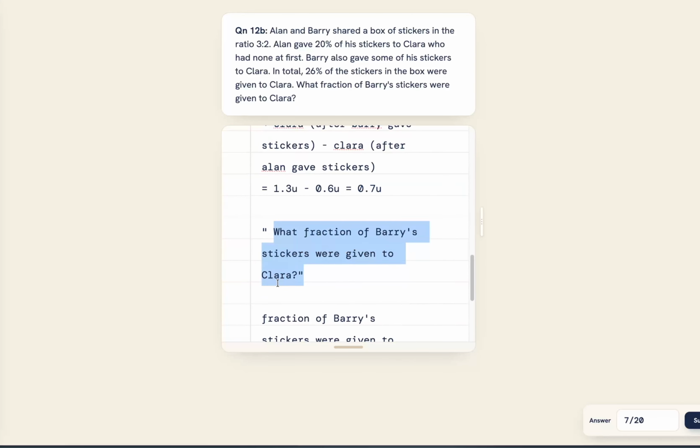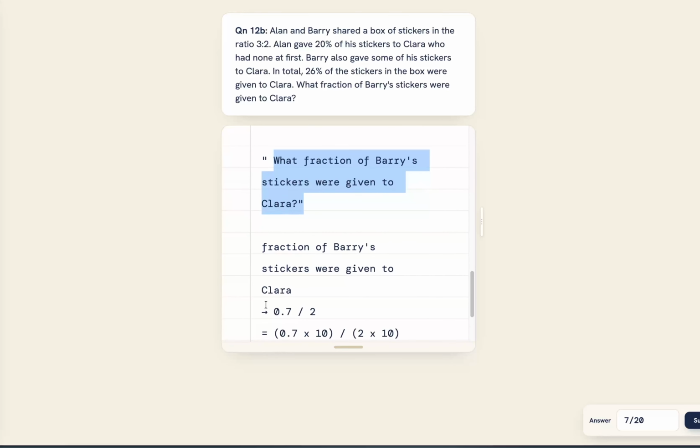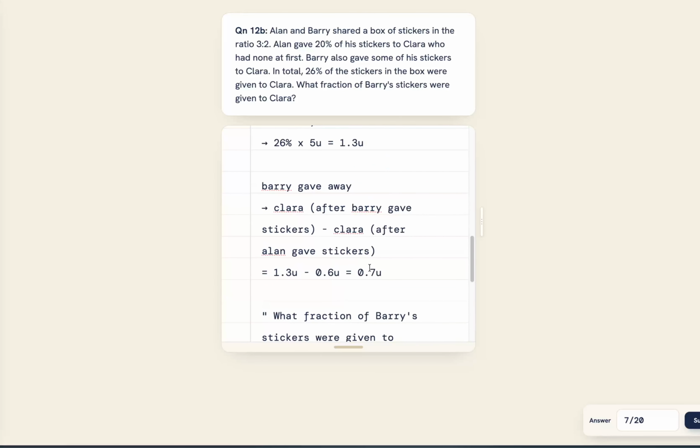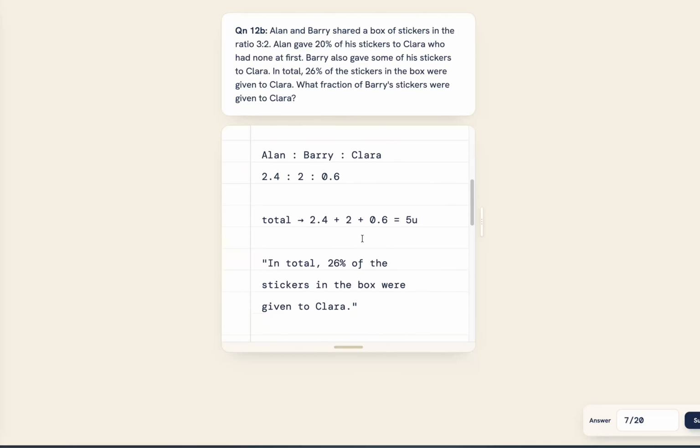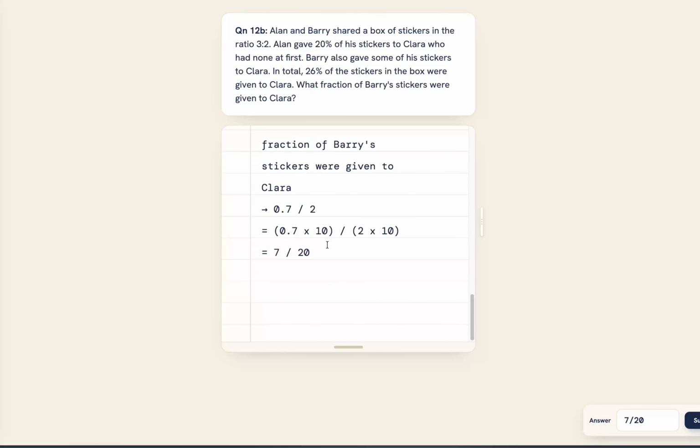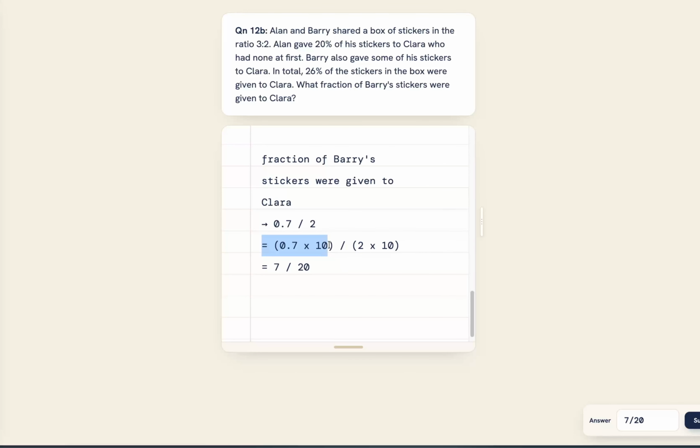Then what fraction we just want to know is 0.7, which is what Barry gave to Clara out of Barry's total units. In this case, if you were to scroll up, it's 2 units. So 0.7 out of 2. But the thing is, we can't put decimal. So therefore, we multiply 10 on each side, the numerator and the denominator. And the answer is 7 out of 20.